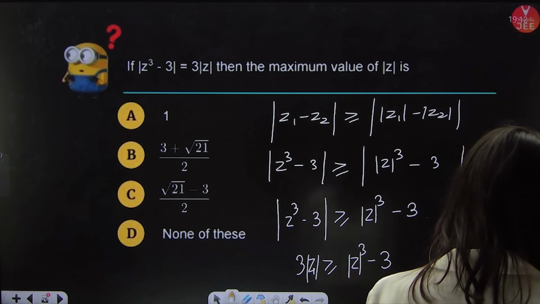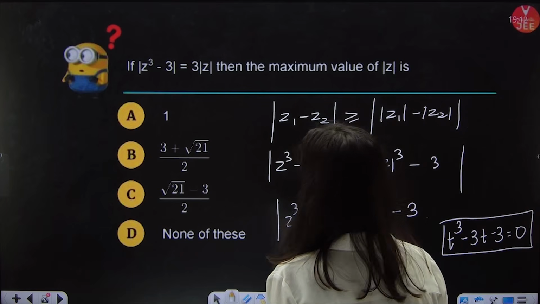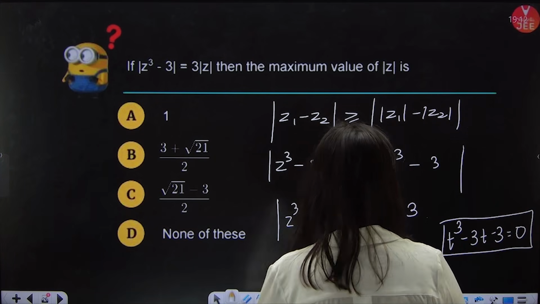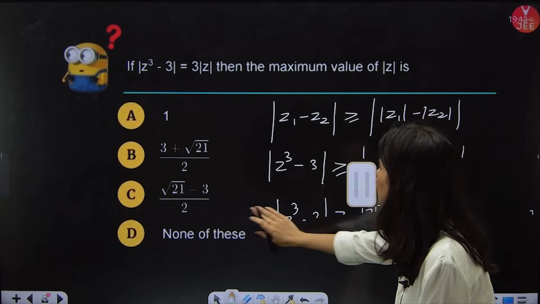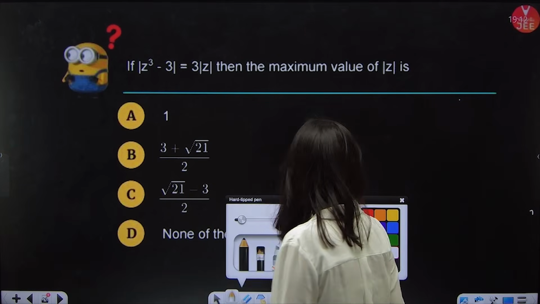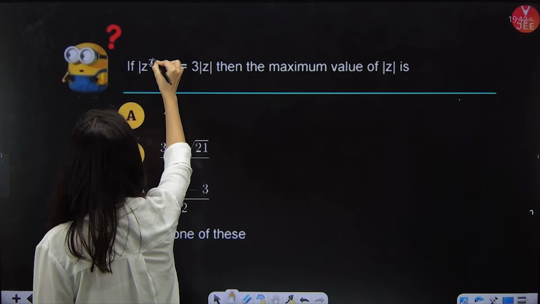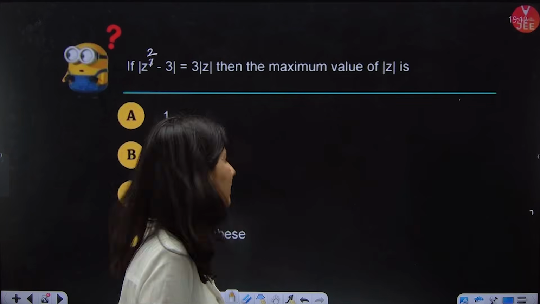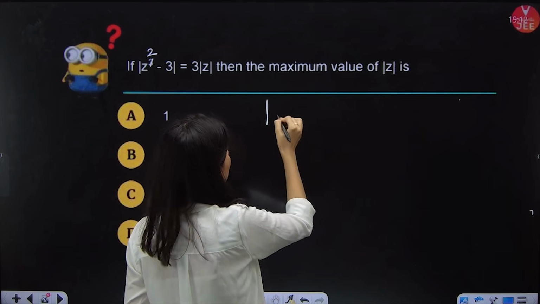Sorry, there is a mistake. There is a mistake in the question itself. So many mistakes in the slides. What is happening? Okay. This is actually z square. Now again do it. Again, triangle inequality, right?